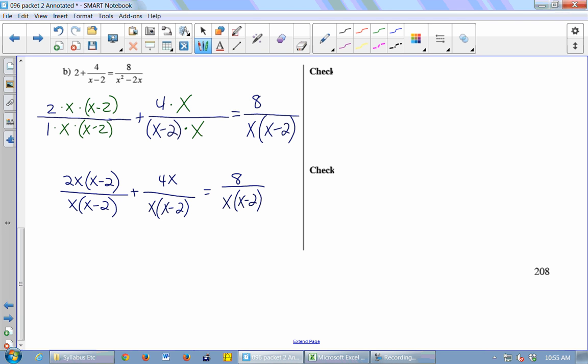X squared minus 2x, is there? Nope. No, it wouldn't work.